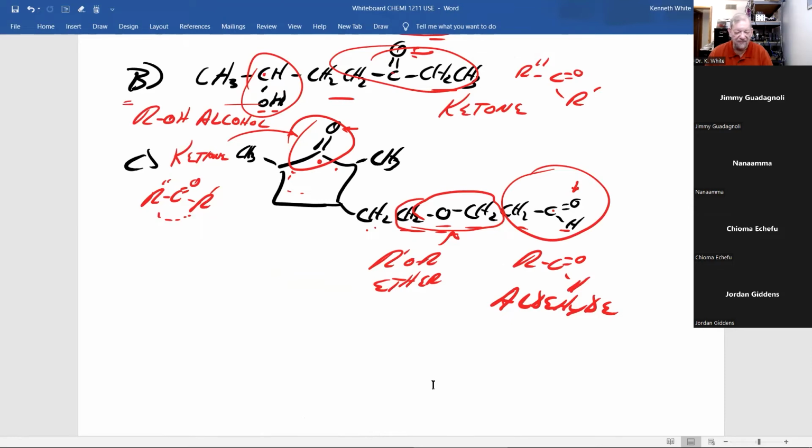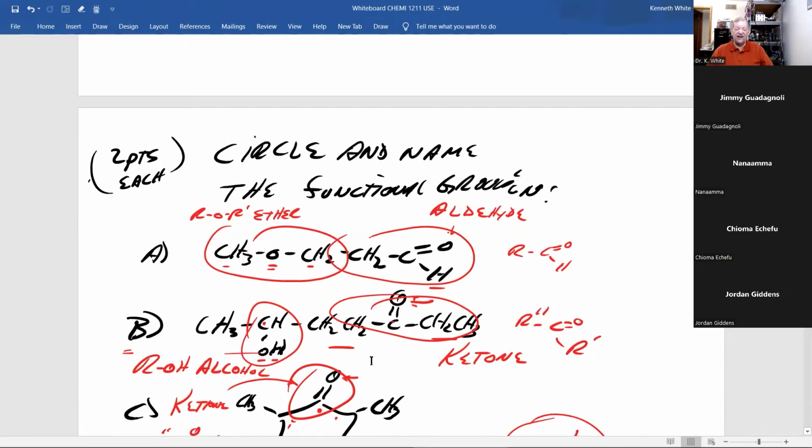All right. And seriously, if you don't know if something's an aldehyde, an ether, an alcohol, or a ketone, how are you going to name it? You don't know how. How are you going to know how to react it? You don't know how. And that's where this helps. The exercise, that is.